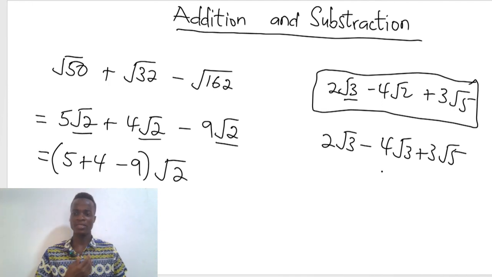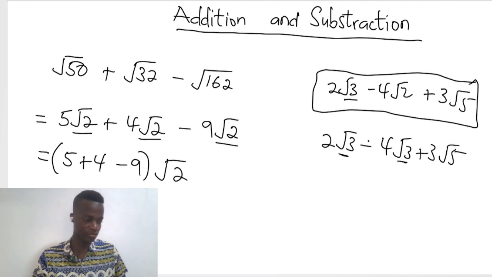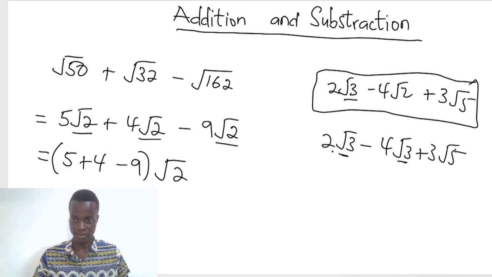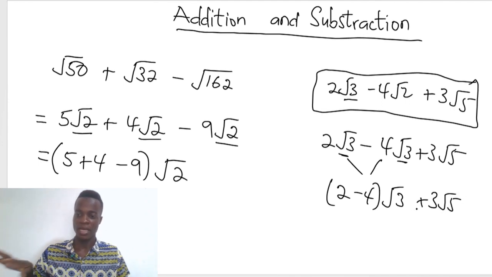So in this case, you see that the root 3 is here, root 3 is here. So this and this are qualified. Their outsides are qualified to be added, to interact. For these two alone, you have 2 minus 4, which can interact, and there is root 3 there. This one cannot interact with them because it has a different root.